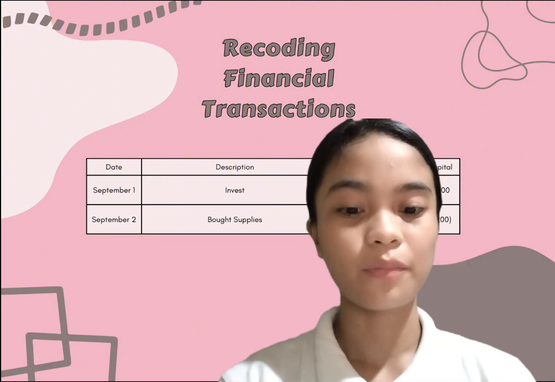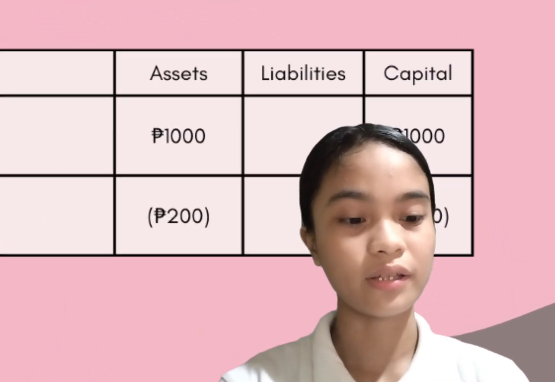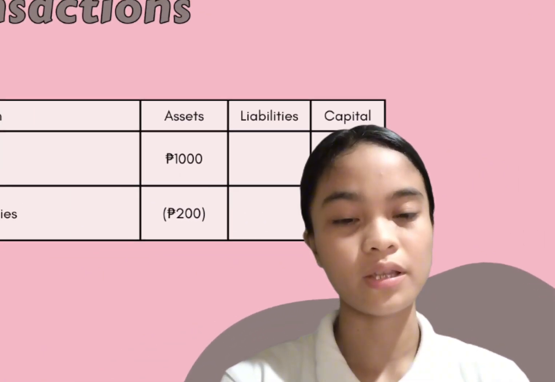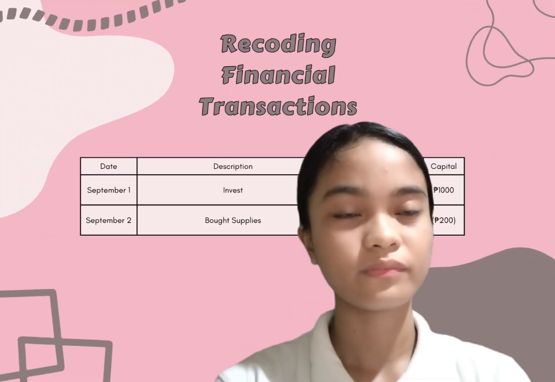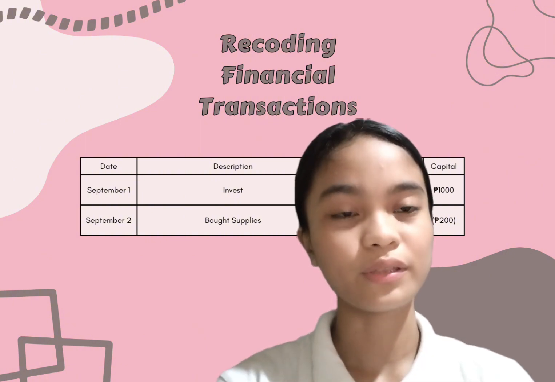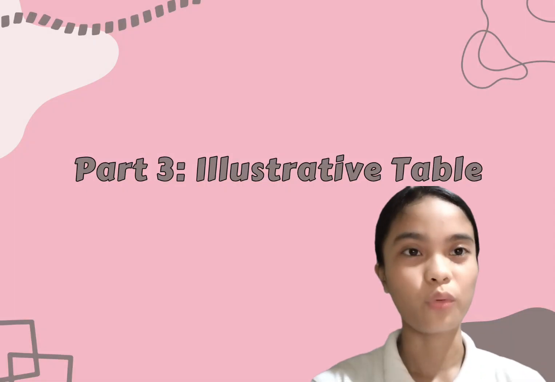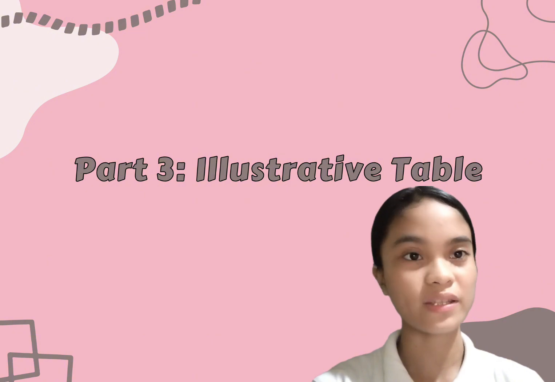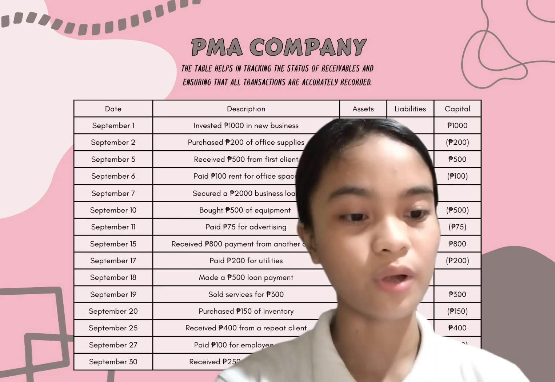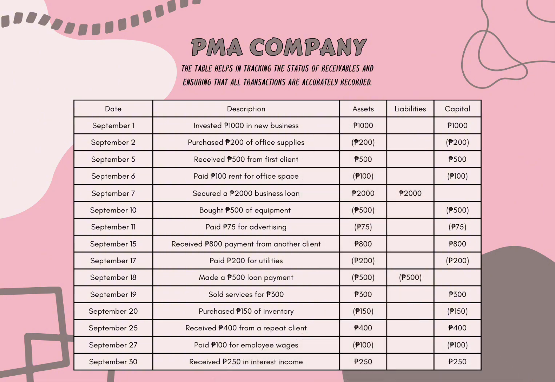Now, let's say you buy supplies for 200 pesos. Your assets or cash decrease by 200 pesos and your capital decreases by 200 pesos, reflecting the expense. Again, the equation remains balanced. Now, let's put this into practice with a series of transactions. We'll use a table to record 15 transactions, each with a short scenario. Pay close attention to how each transaction affects the balance of the accounting equation.